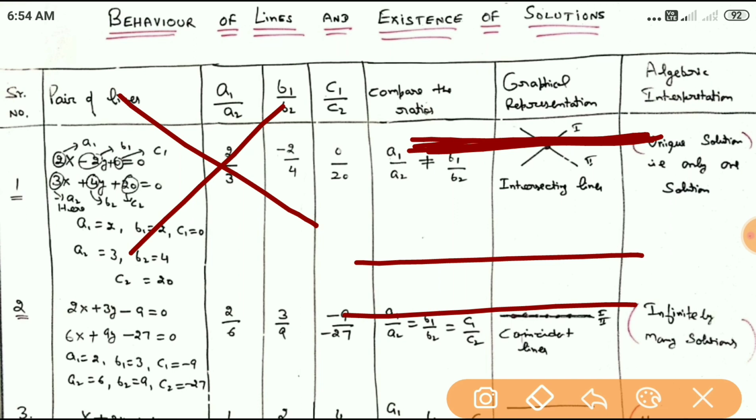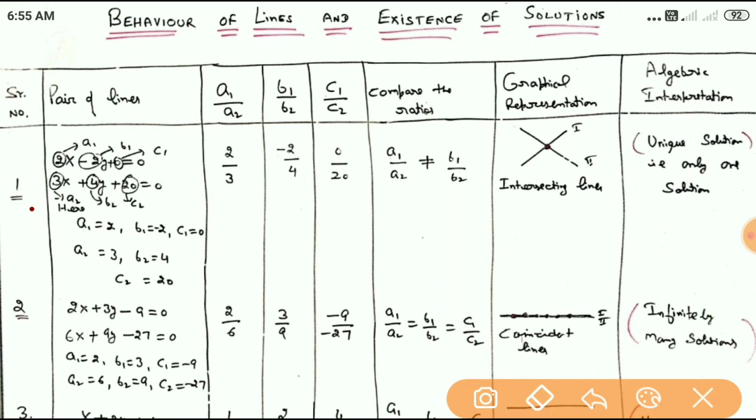If these lines are intersecting, then one point is common. If one point is common, then in that case there is only one solution, that is a unique solution. And in case the lines lie on each other, then there are so many points common to them, so there are so many solutions. And if lines are parallel, then there is no common point, that is no solution. So let us discuss briefly.